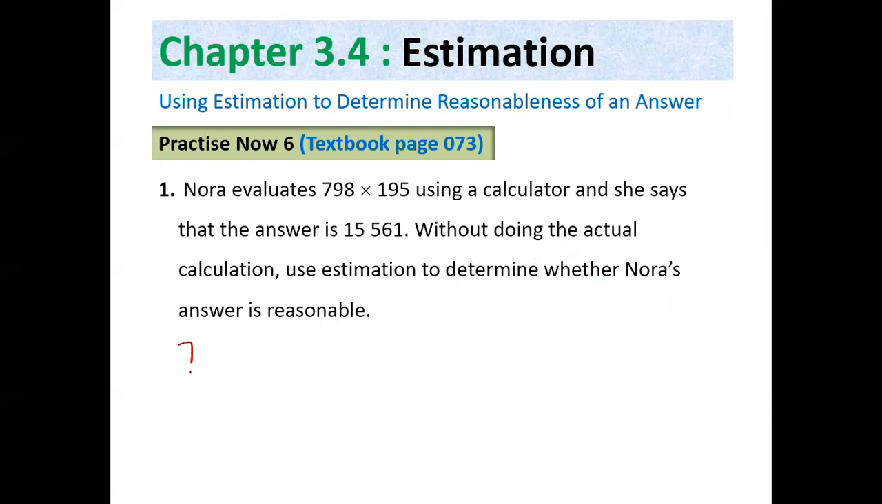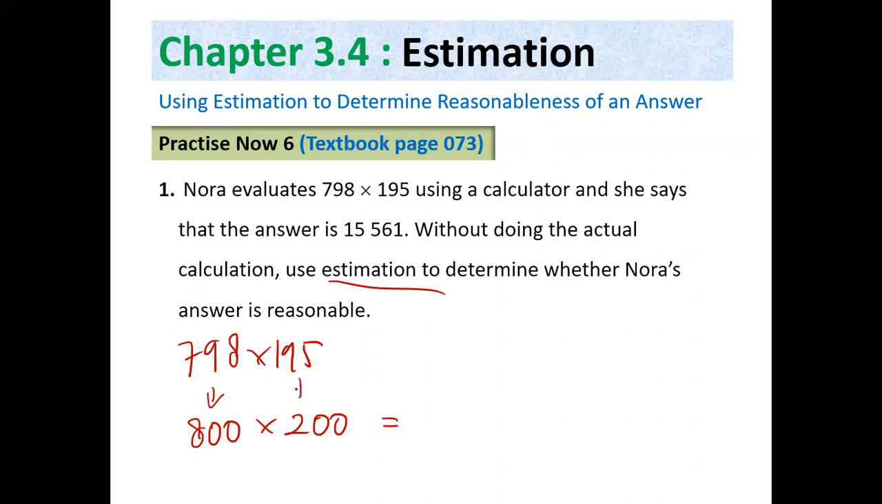reasonable or not. So it's supposed to be 798 times 195. I don't want to do this detailed calculation because the question is asking you for estimation. So 798 is near to 800, right? I just make it like this, times 200, right? I just round this number to the nearest 100. So it's supposed to be 16, right? 8 times 10, 8 times 2 is 16, and we have 4 zeros.